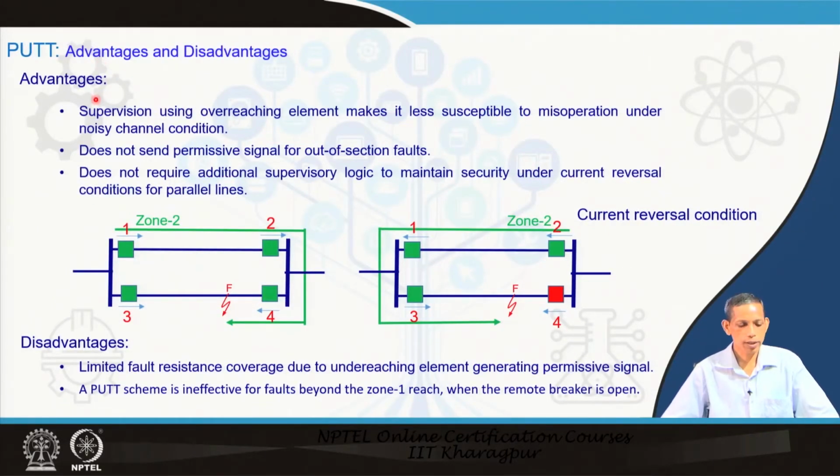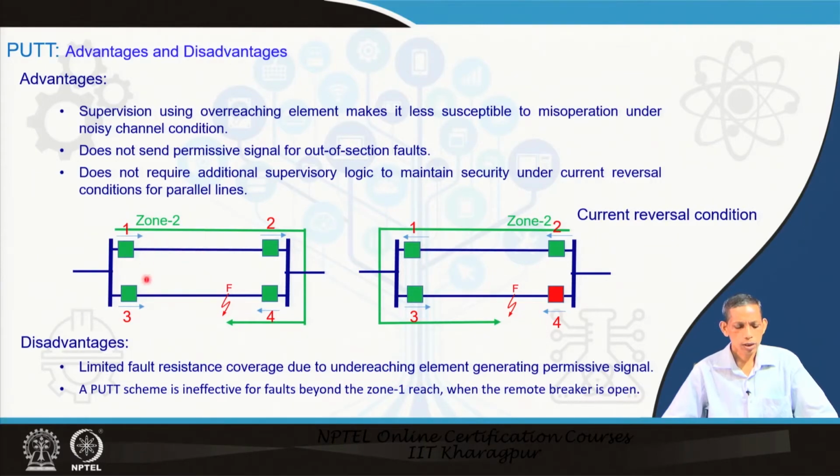The PUTT has advantages. The supervision using an overreaching element makes it less susceptible to misoperations, even with noisy signal channels, agree, because of the AND operation. It does not send a permissive signal for out of section faults, true. So, that is the advantage of the AND operation. It does not require additional supervisory logic to maintain security under current reversal conditions for parallel lines. See this parallel line condition. So, first note that the transfer trip signal is from the zone 1, agree, that zone 1 only sends the information and the zone 2 makes the AND operation.